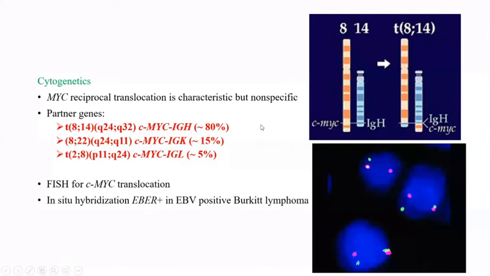So why are the cells very proliferating? Because there is overexpression of the MYC gene. So what is the translocation? Translocation is 8;14. So the c-MYC gene is present on chromosome 8 and IGH is present on chromosome 14. So there will be a translocation. So c-MYC will get translocated to IGH. So there will be a locus, which is the fusion product of c-MYC and IGH.